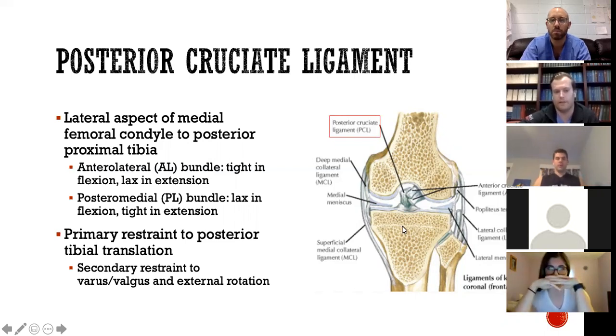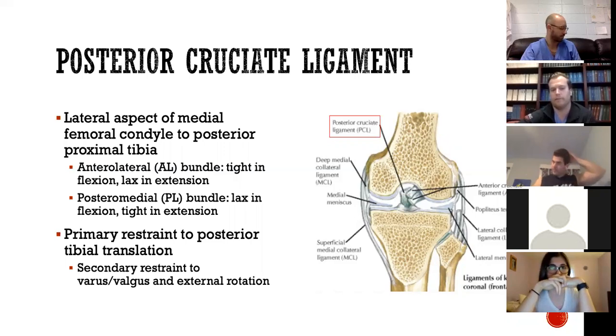The PCL itself is the primary restraint to posterior tibial translation, which is what you'll be testing with the posterior drawer sign, as well as a secondary restraint to varus and valgus, as well as external rotation at the knee.